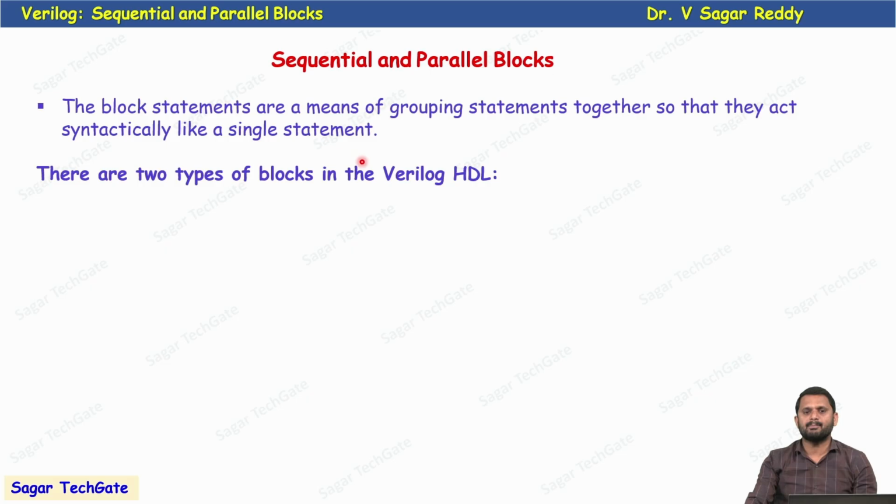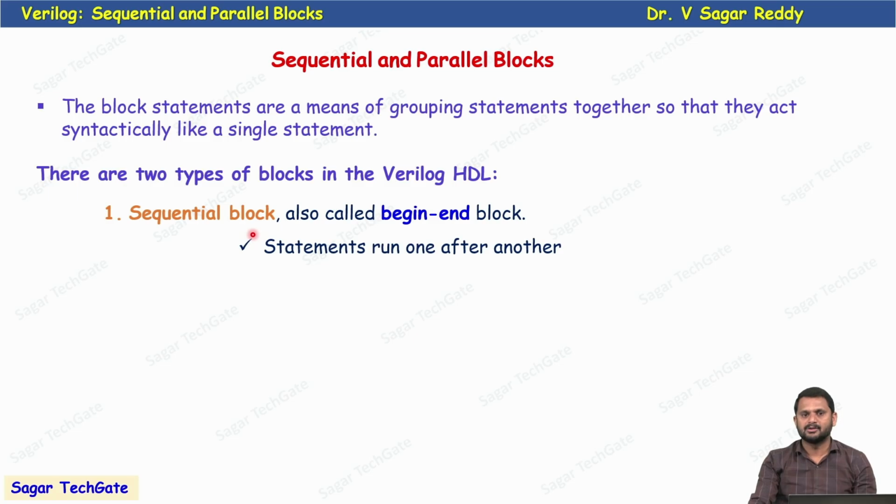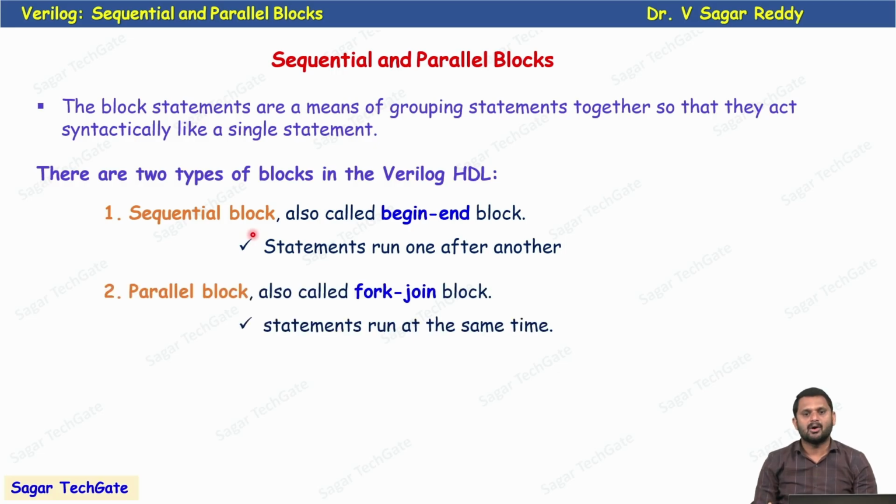There are two types of blocks in Verilog HDL. One is the sequential block, also known as a begin end block, where the statements run one after another. If you write a few statements in the sequential block, all the statements will execute one after another, which is nothing but sequential execution. Whereas the other is the parallel block, also known as a fork join block, where all the statements run at the same time. The statements written in the parallel block will execute concurrently.